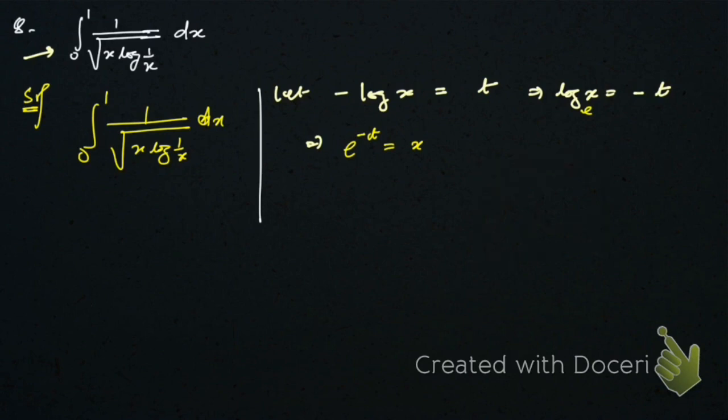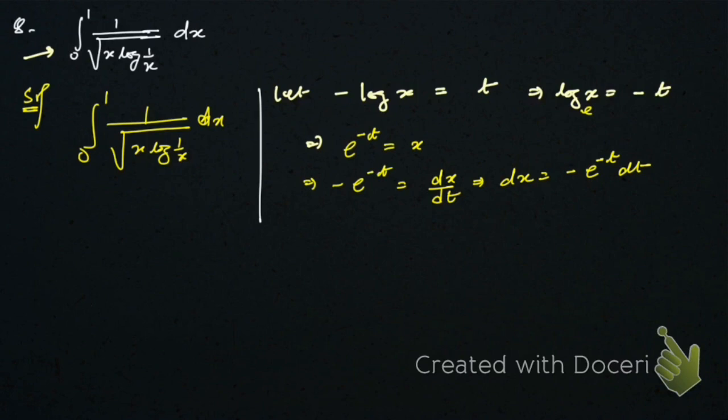Now let us differentiate both sides with respect to t. If you differentiate this with respect to t, you will get minus e to the power minus t, and on the other side you're going to have dx by dt, which implies dx is equal to minus e to the power minus t dt, right?